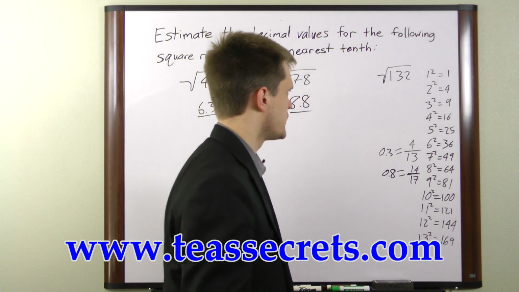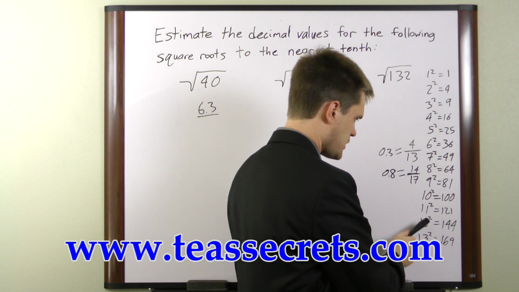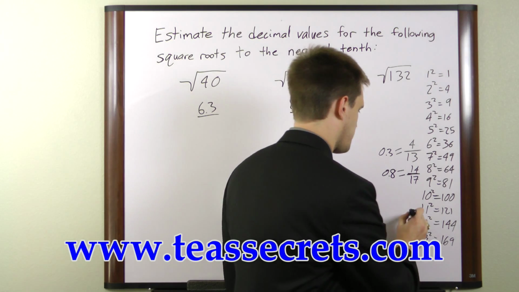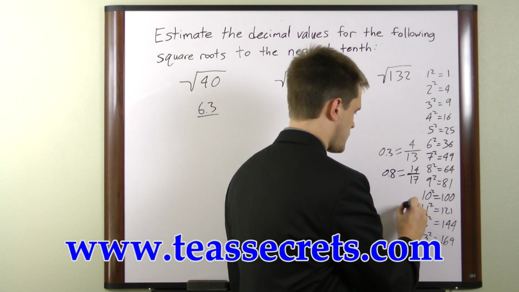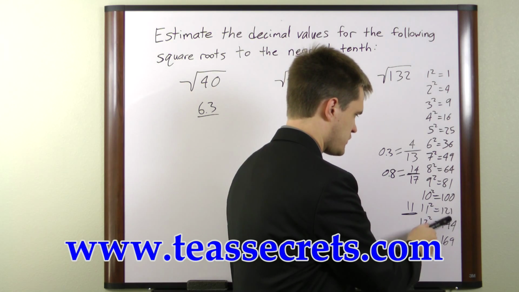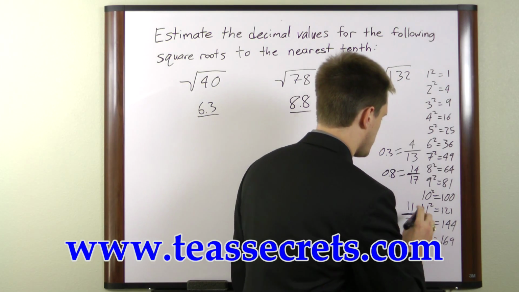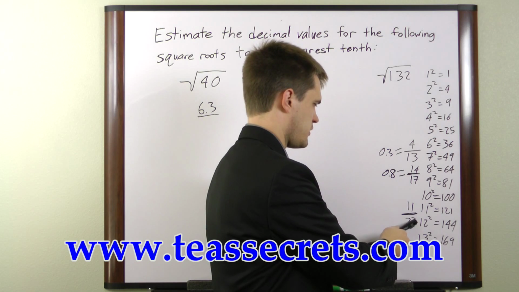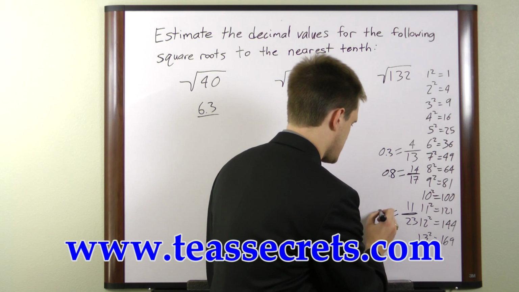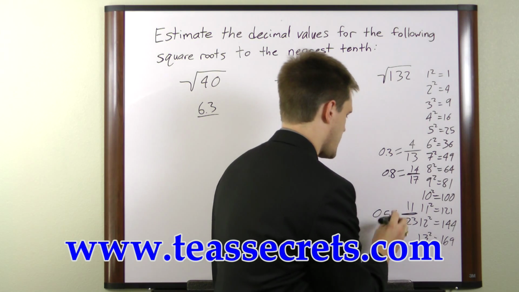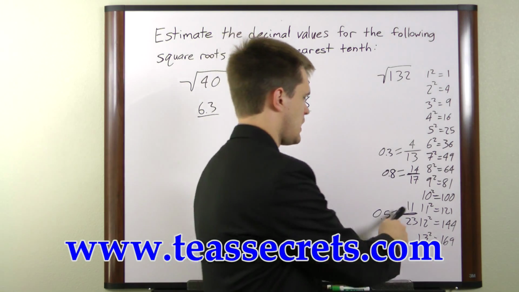And in this final one, we have the square root of 132. The square root of 132 falls right along here, so it's going to be between 11 and 12. 132 is 11 more than 121, and there's a difference of 23 between 144 and 121. So the square root of 132 is going to be about 11/23 of the way from 11 to 12. 11/23 is just a tiny bit less than a half, so we're going to estimate this decimal value at 0.5. So our estimate for this square root is going to be 11.5.